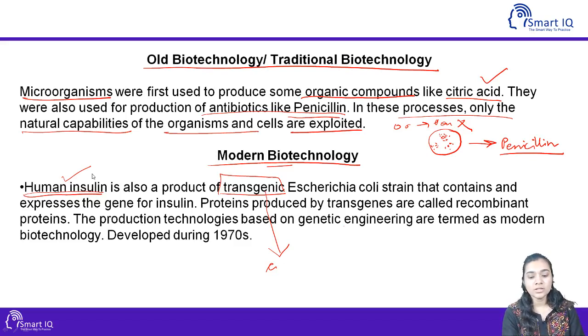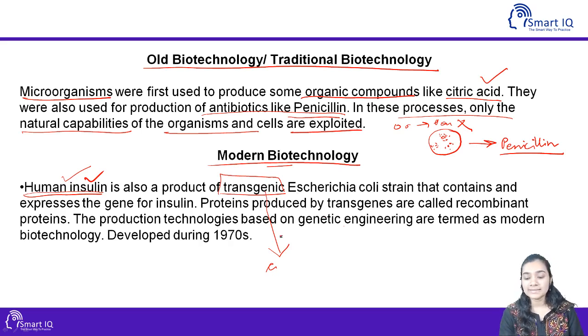Modern biotechnology. Human insulin, as we all know, is a very important product of the industrial biotechnology applications. That is because there are millions of people in India alone that are suffering from diabetes mellitus, and we all know that synthetic insulin, that is produced large scale in industries, is very important for the treatment of diabetes. It is also a product of transgenic Escherichia coli.